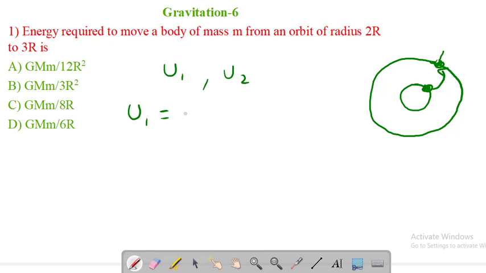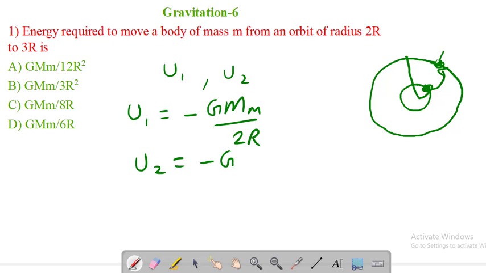Now what is the gravitational potential energy at point u1? We know this equation: minus GMm upon, because this radius is 2r, upon 2r. And u2, because the radius is 3r, is minus GMm upon 3r.